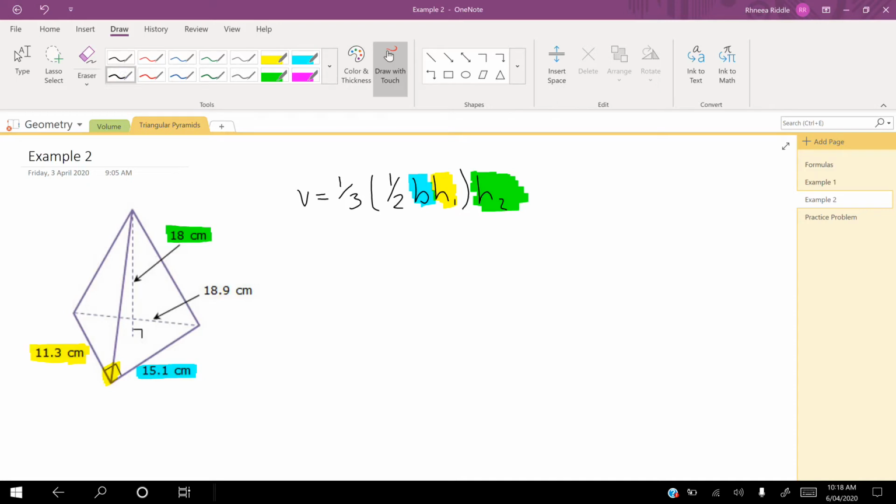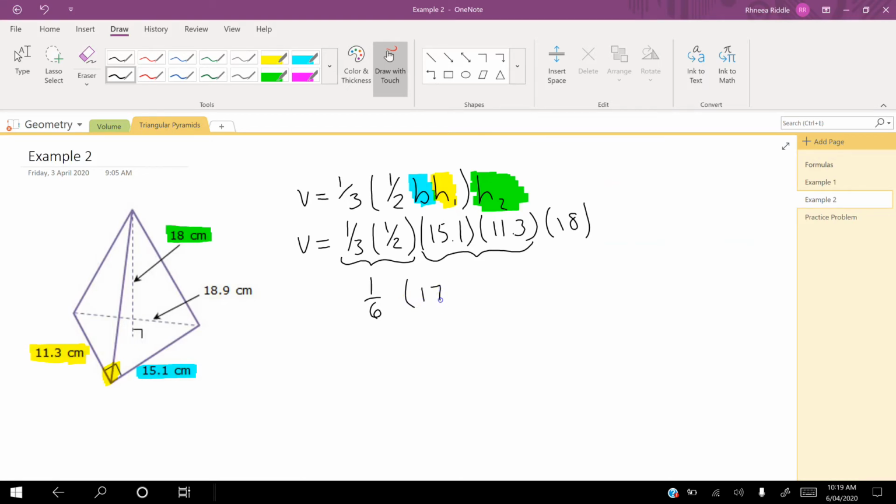So then when you just go through and plug it in, V is going to equal 1/3 times 1/2 times that 15.1 times that 11.3 times that 18. These are a lot of numbers, so we're going to try to simplify this as much as possible. So we can do 1/3 times 1/2. That's going to give us 1/6. We can do this 15.1 times this 11.3, which gives us 170.63. And we're just going to drop this 18 because we have nothing to multiply it by right now.